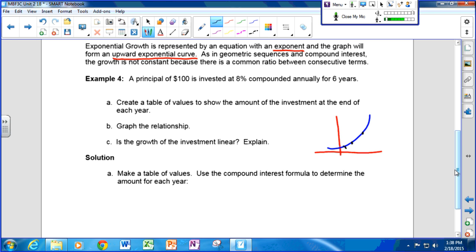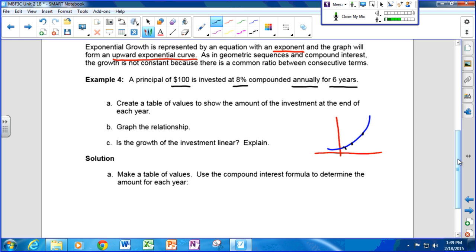So here's an example here. A principal of $100 is invested at 8%, compounded annually, so that's once per year for 6 years. Now, typically, in this course, they will tell you whether it's simple or compound interest. In this case, they just skip that, but we're in the compound interest section. So we can just assume that they want compound interest.